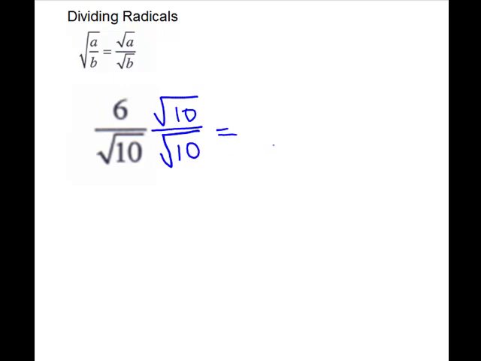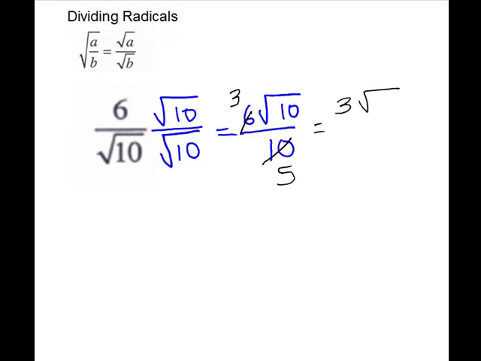And that will give us a 10 in the denominator with no radical, and 6 times the square root of 10 on the numerator. And now you're able to reduce a little bit on the outside of the radical. With the 6 and 10, they have a common factor of 2. So 2 will go into 6 3 times, and 2 into 10 will go 5. So this gives us 3 times the square root of 10 over 5.